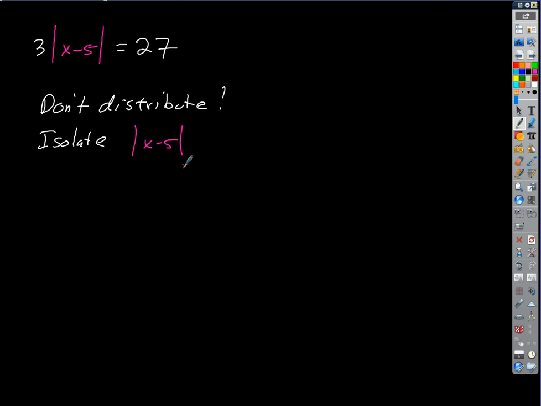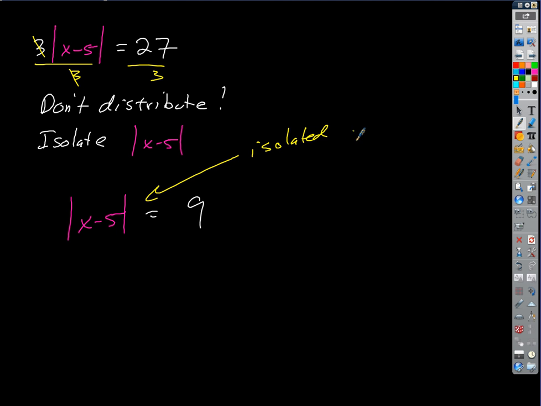So what does that involve? Divided by 3. Good. Divide both sides by 3, so those cancel, right? And then we end up with the absolute value of x minus 5 equals 9. Okay, good. And that's important because now we've isolated the absolute value. Once we isolate the absolute value, we make our trade. We're going to trade for 2 regular functions.